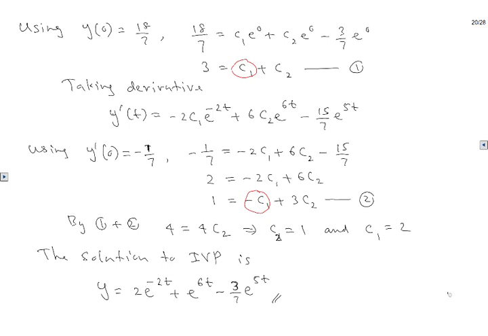So that means C2 equals 1, and you can plug in that value to one of those equations. The first one is the easiest. You get the other value. Once you get the two values, you can plug them in there, and then you find the solution to the initial value problem. So this is the first type: how to handle an exponential function.